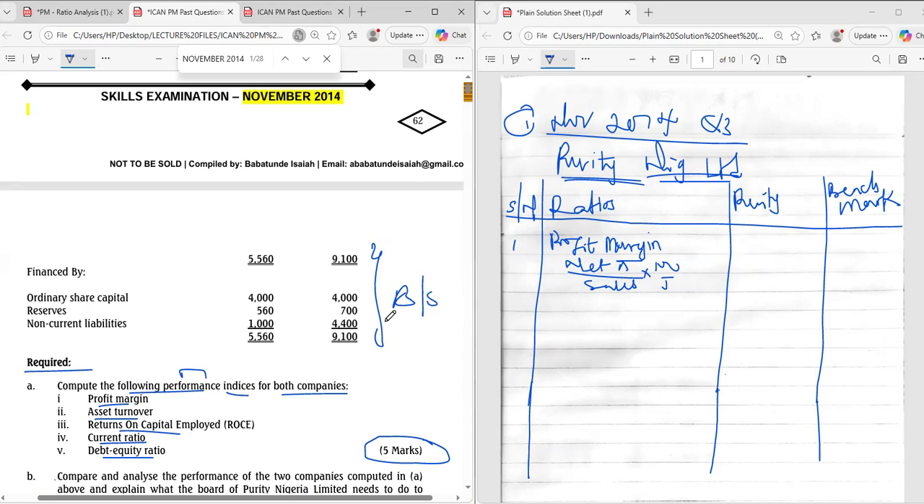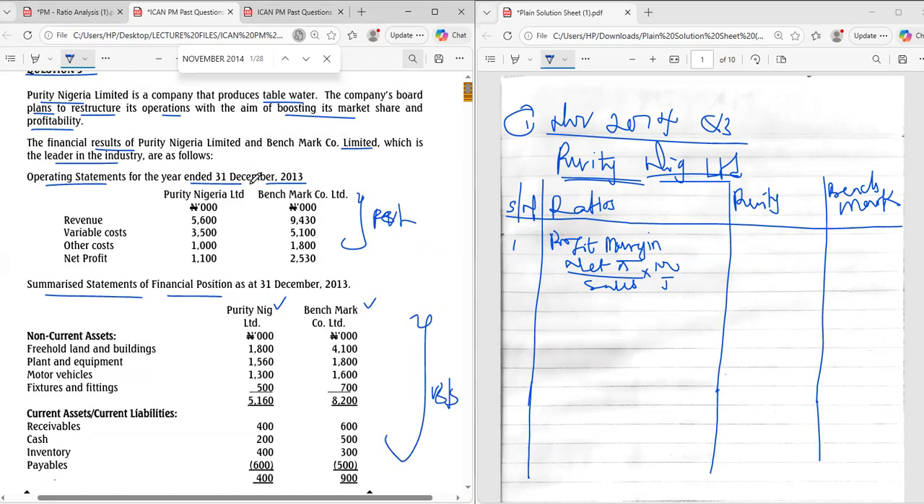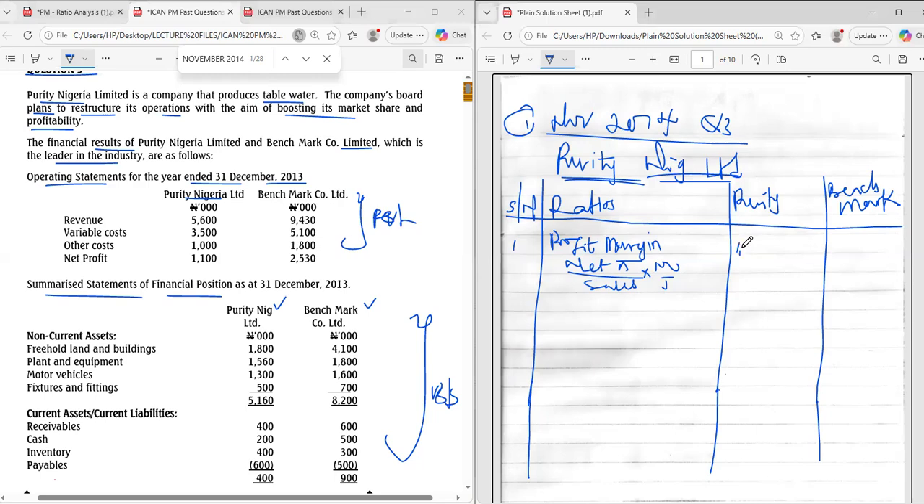So please, let's look at your P&L because your net profit is a P&L item. What is your net profit for Purity, looking at these statements? 1,100. Okay, thank you, 1,100.